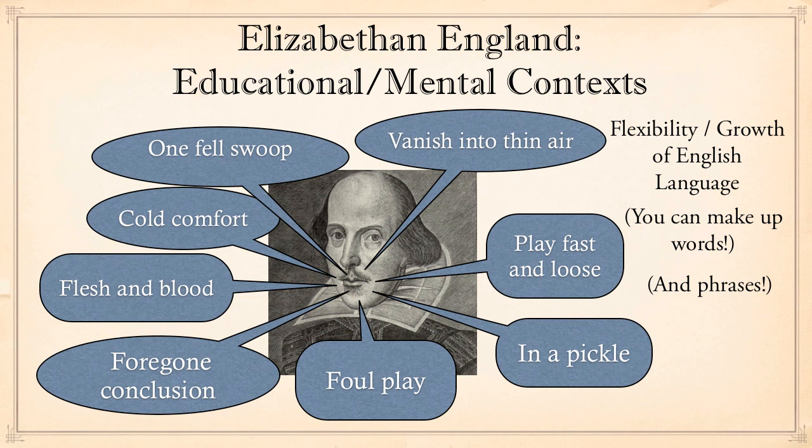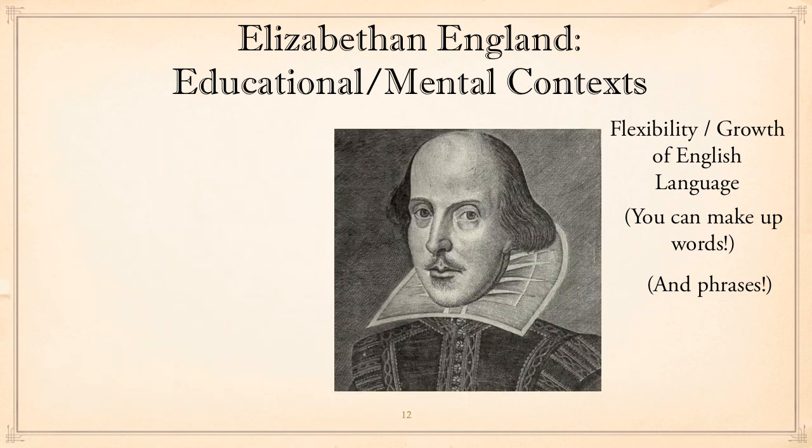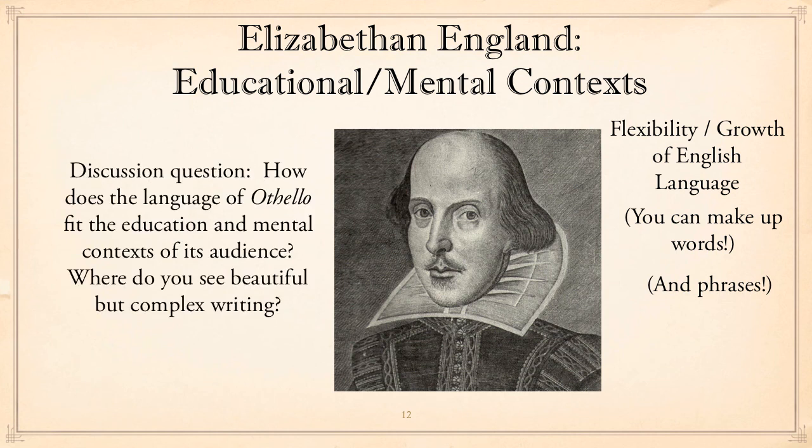What we get out of this, then, is a time where high literacy, the ability to verbally express the culture and to memorize it, and then the ability to make up words gives us a huge opportunity for writing beautiful, intricate, complex plays that your audience is going to be able to understand, even the blacksmiths, even the servants. So as you read Othello, show me, where does the language of this play reflect and fit the mental and educational context of his audience? How is this play written for people who are, even the working class, literarily minded? Where do you see examples of that beautiful but complex writing?